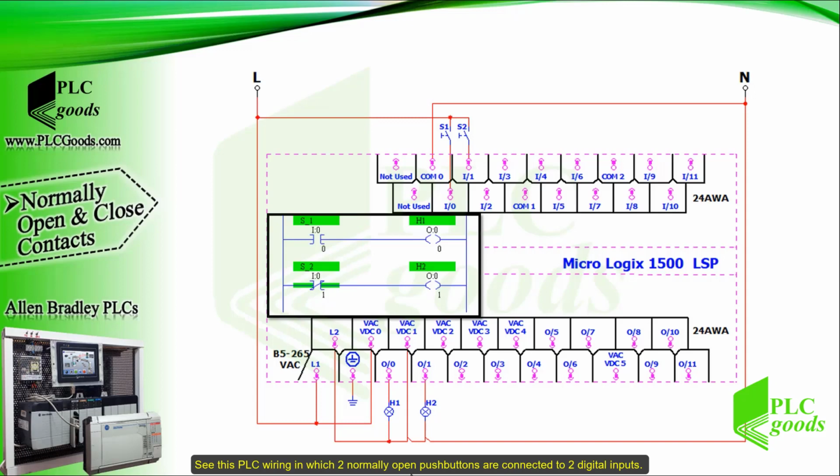See this PLC wiring in which two normally open push buttons are connected to two digital inputs. Their addresses are used in the program to turn two lamps on or off, which are connected to two digital outputs. In normal conditions, this contact remains open because its related input address is inactive. So the first digital output and its related lamp is off as well.